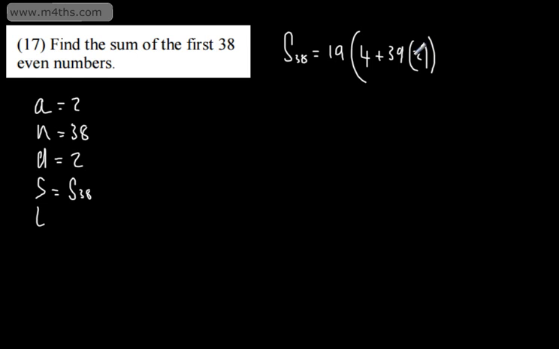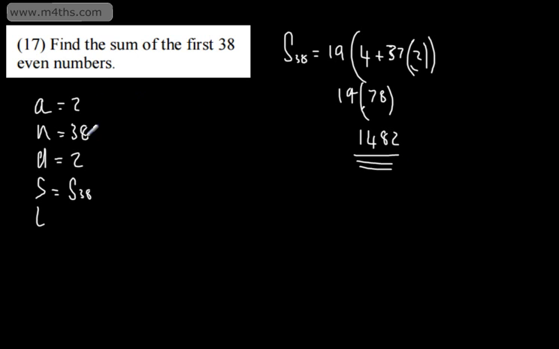Actually, n minus 1 should be 37, shouldn't it? Let's put that in: 37, n minus 1, not n plus 1. So 37 multiplied by 2 is 74, plus 4 is 78. So 19 times 78: if we do 20 times 78 and subtract 78, what's that going to give me? 1482. So the sum of the first 38 even numbers is 1482.